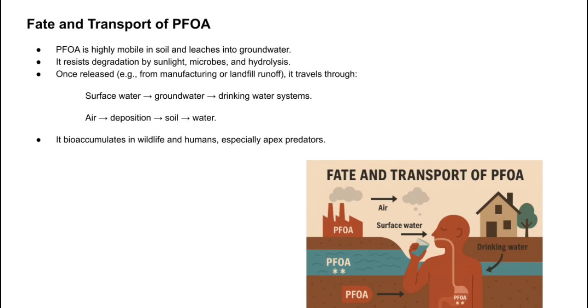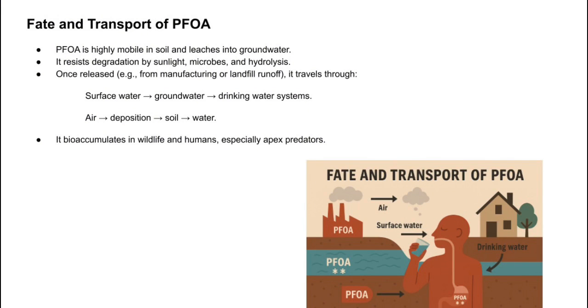Alright, now let's take a look into how PFOA moves through the environment and why it's such a concern. PFOA is a man-made chemical that is incredibly persistent. It doesn't break down easily in soil, water, or even under sunlight. Once it's released, whether from manufacturing sites or landfill runoff, it can travel through surface water, into groundwater, and eventually end up in our drinking water systems. It also moves through the air, settles into soil, and leaches into our water sources from there.